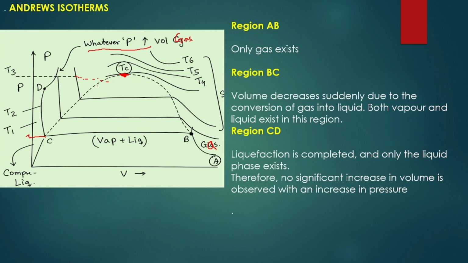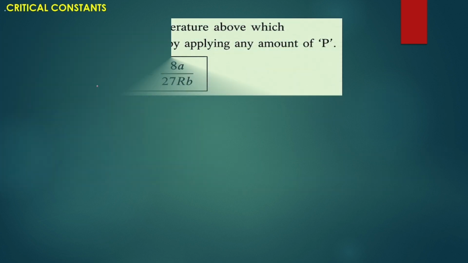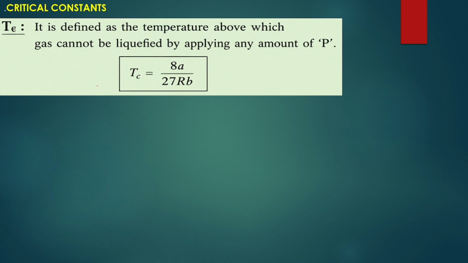Next, critical constants. TC is defined as the temperature above which gas cannot be liquefied by applying any amount of pressure. It has been derived from the van der Waals gas equation, the real gas equation. TC equals 8a by 27Rb, where a and b are van der Waals gas constants.